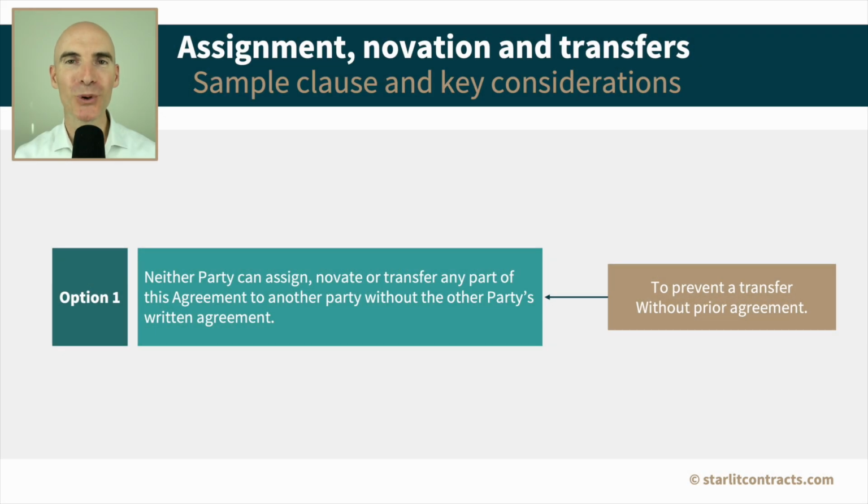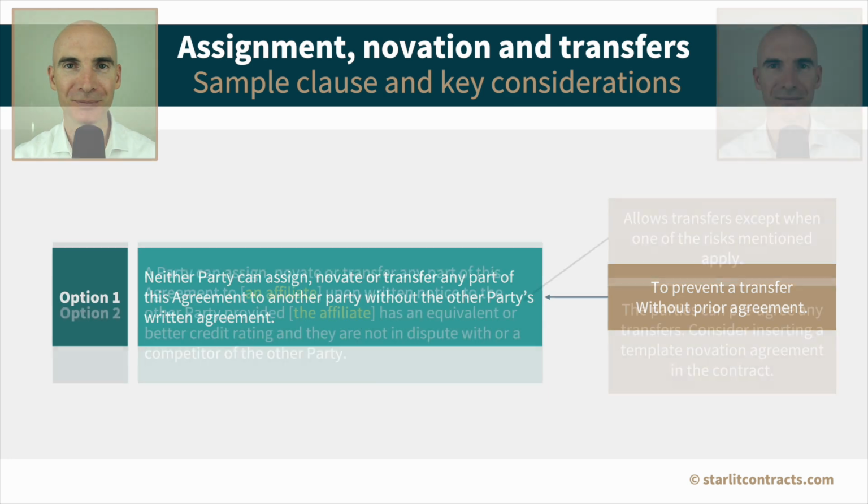Let's look at a sample clause and some key considerations now, and to our first option. Neither party can assign, novate, or transfer any part of this agreement to another party without the other party's written agreement. This is the safe option, so every time a transfer is required during performance of a contract, you must obtain the approval of the other party.